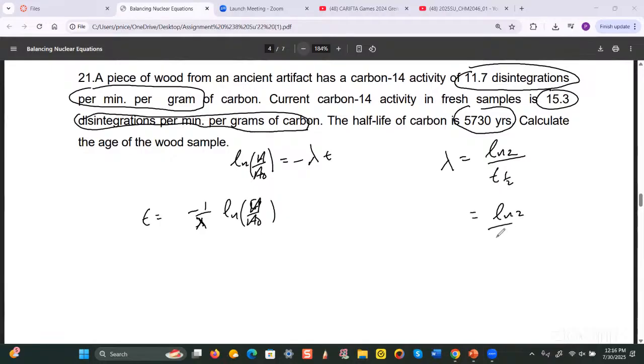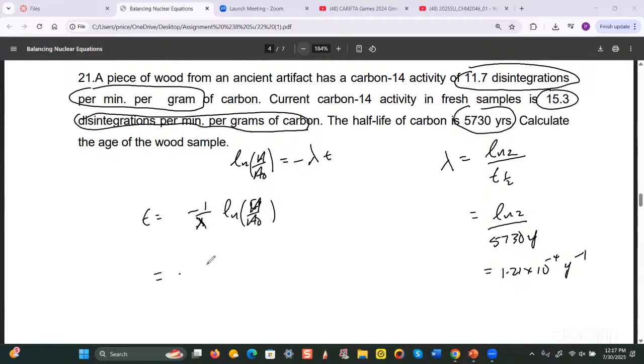ln 2 divided by 5730, and the units for this is years. So natural log of 2 divided by 5730. According to my calculation, this works out to be 1.21 times 10 to the minus 4, and the units here would be years to the minus 1. So basically, we just put this value here where lambda is.